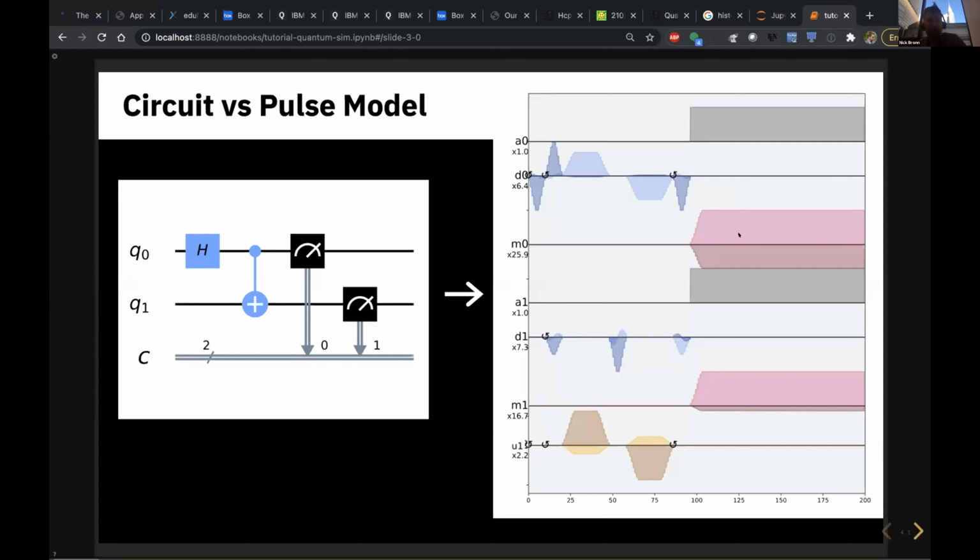And when you schedule the pulses that come from the circuit, you actually get a series of these colorful pulses right here. And so we have all these channels that I was just talking about before. We have the drive channels of qubit 0 and qubit 1. In the blue, those are the on-resonant single qubit controls. We have the yellow, which is the off-resonant cross-resonance 2-qubit gate controls. And then we have these measurement and acquire ones right here, the measurement in red and the acquire in gray.